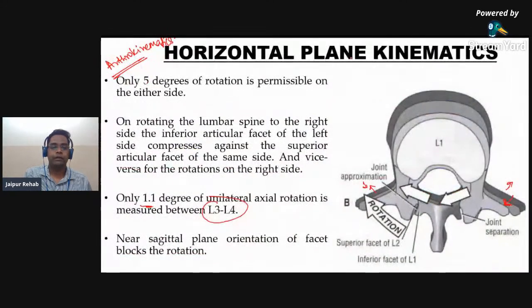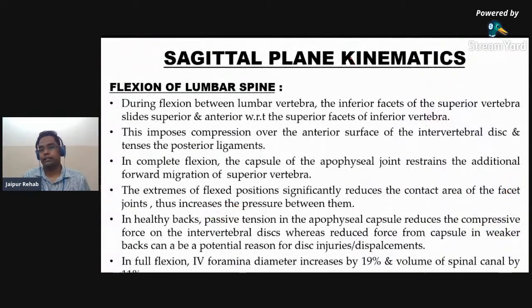All right, coming on to the sagittal plane kinematics. Sagittal plane kinematics is again the same as we have already talked about in our previous lectures for the typical cervical spine and the thoracic spine. The moving surface will always be the inferior facet of the superior vertebra. Whenever I'm going into flexion, the inferior facet of the superior vertebra is going superior and anterior. Whenever I'm coming back into extension, they are going posterior and inferior.